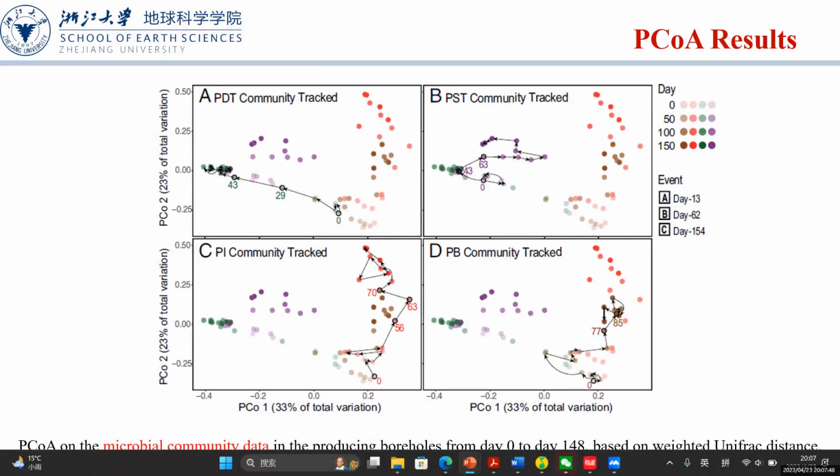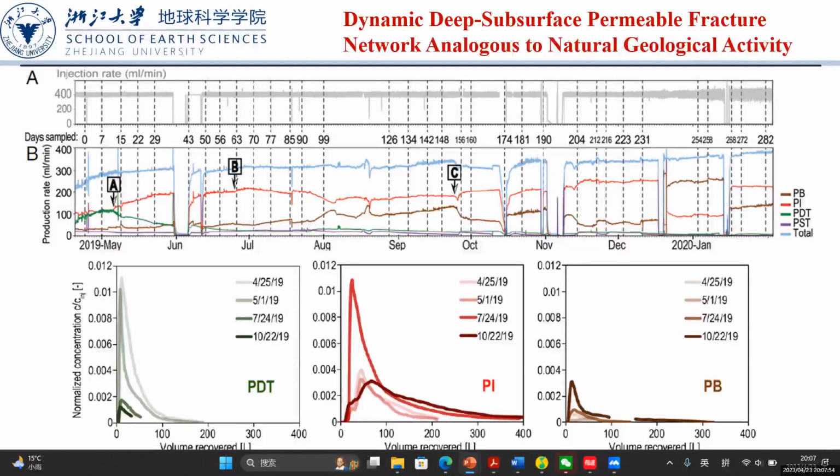So these results figures look massive, but we will separate them. So here are their results. The first one is the dynamic deep subsurface permeable fracture network due to natural geological activity. How did they draw this conclusion? They did a test named tracer test, and this part is their results.